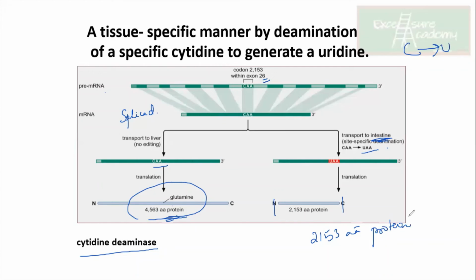So depending on the tissue specificity, site-specific deamination will be carried out in order to get different expression of the protein, but from the same gene. It's the same gene giving you different protein function or protein expression. Is this example clear? Yes, ma'am.